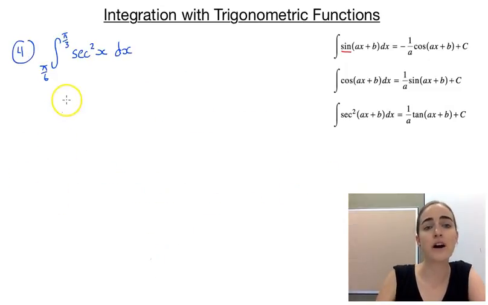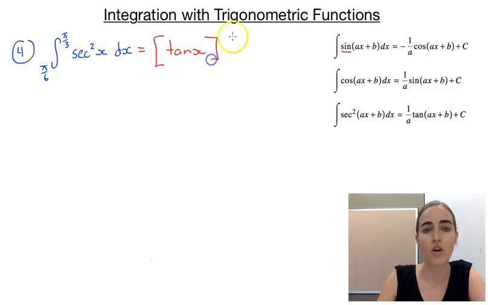Our fourth example asks us to find the definite integral between pi on 6 and pi on 3 of sec squared x dx. So that's going to equal, we know that sec squared integrates to tan. So we'll have tan x from pi on 6 to pi on 3. So we'll substitute those values in. So we'll have tan of pi on 3 minus tan of pi on 6.